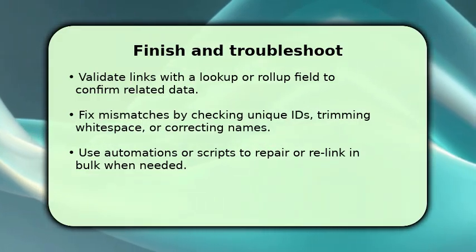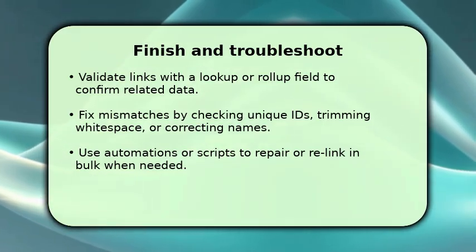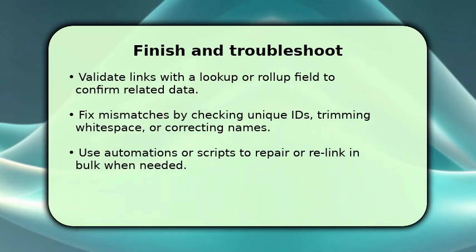One key troubleshooting tip: if links disappear, inspect automation activity and record permissions, because failed automations or insufficient access often cause it.